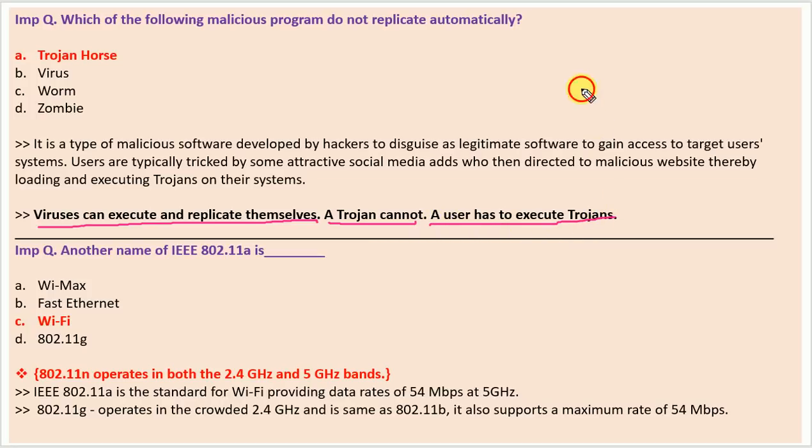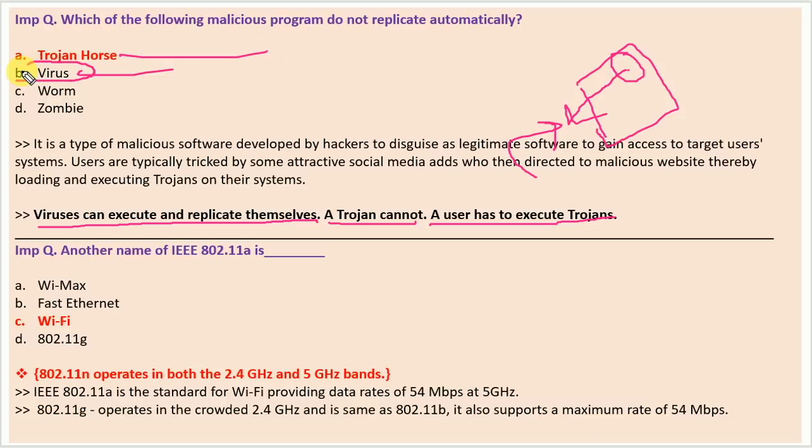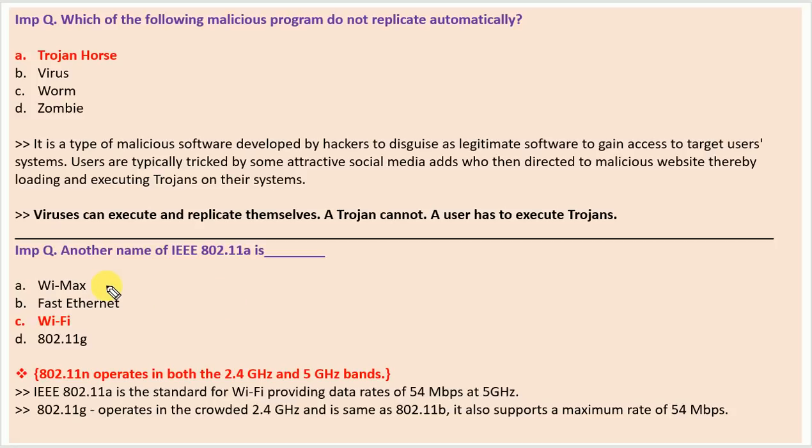As I already told, suppose you are opening any screen on your PC or laptop, and suppose you have an ad on the screen. You just click on that, and it will take you to the malicious website, and the Trojan program will be installed. Okay, and it will not replicate automatically. The user has to install all those malicious software. So the basic difference between viruses and Trojan horse is, a virus can replicate itself and execute itself, but a Trojan horse does not replicate automatically. So that's why this is a very important question basically. Okay. Now let's move to the next question.